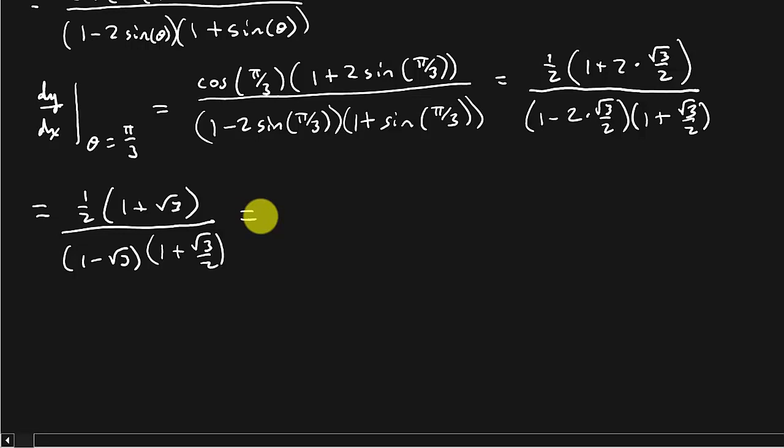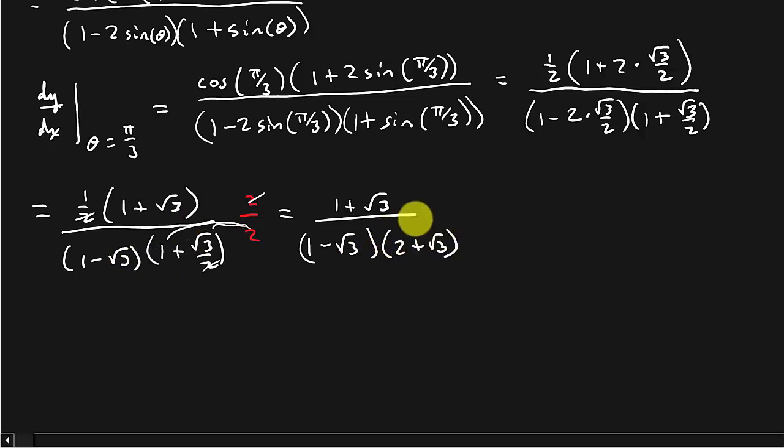Well, I guess the smart thing for us to do would be to get rid of the fractions. And to do that, I'm going to multiply by 2 over 2. And so that 2 and that 2 is going to cancel. So I'm just left with 1 plus square root of 3, right? And then when I multiply this 2, I'm going to distribute it here. See, that 2 is going to cancel, so I'm left with 1 minus square root of 3. See, that's that one. And I'm distributing the 2 here. That's going to be 2 plus square root of 3.